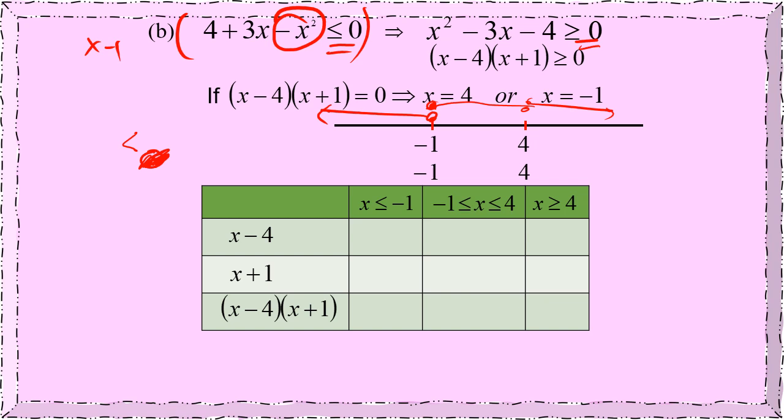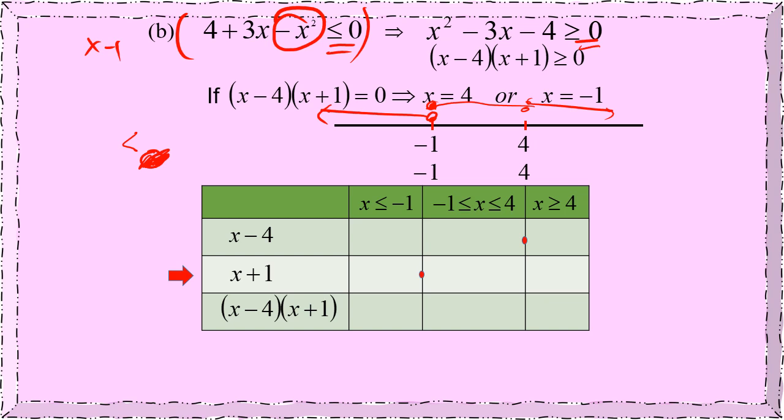So for x minus 4, where is the root? It will be here. This is the dot. Okay. And then for the x plus 1, the root is at -1. So here is the dot. It should be a dot.